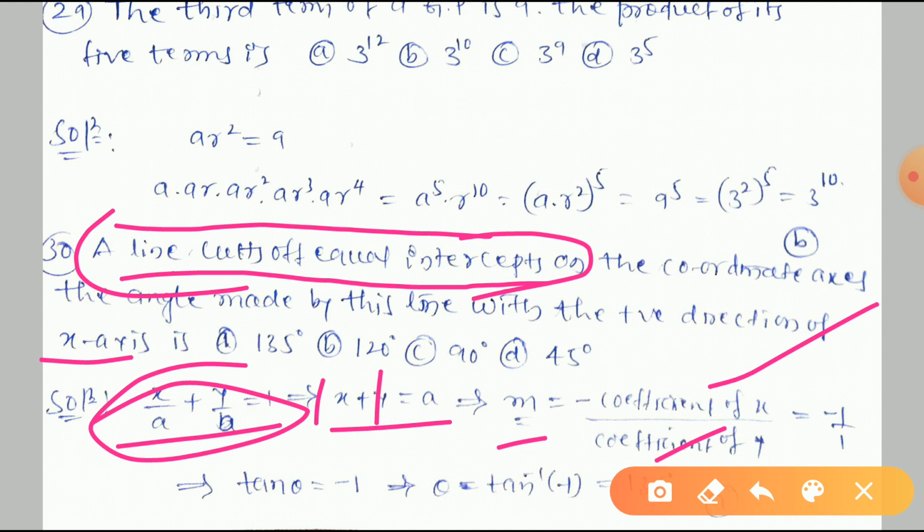Here we know that the slope m is equal to tan theta is equal to minus 1, therefore theta is equal to tan inverse of minus 1. Therefore tan inverse of minus 1 is equal to 135 degree. Therefore the right choice of this question is A, that is 135 degree.